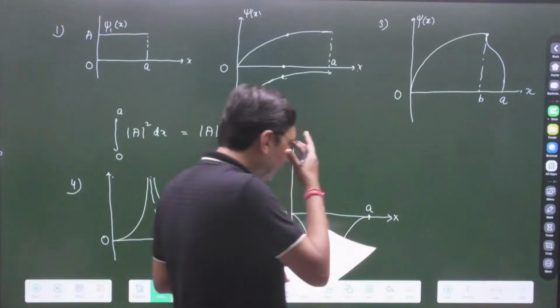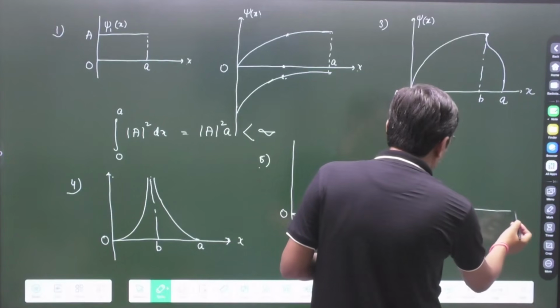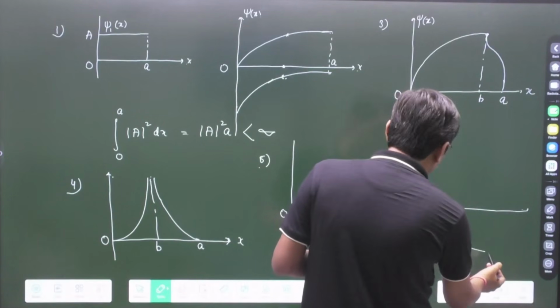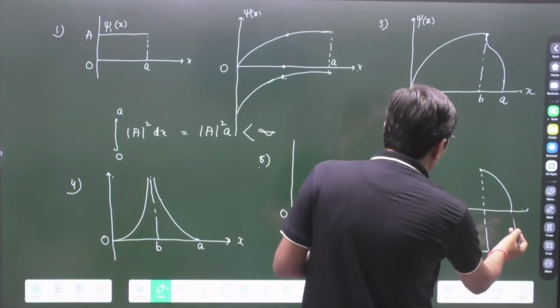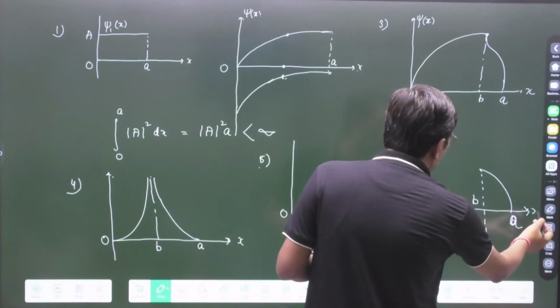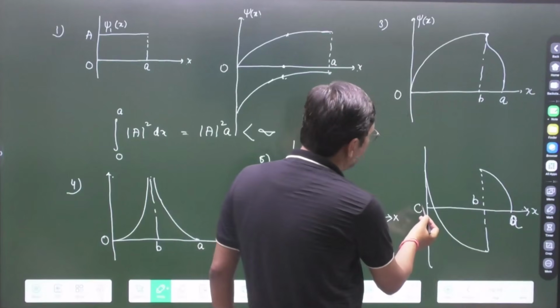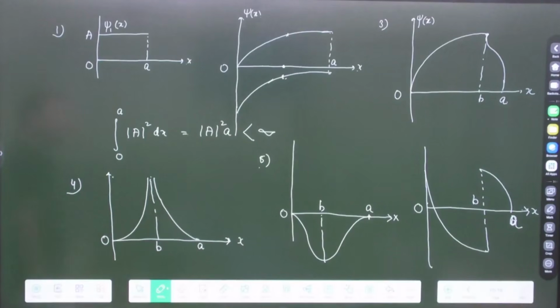Sixth one. This is discontinuous. This is discontinuous beta. So this is not continuous. So this is not acceptable. So this first and fifth, they are acceptable. First and fifth are the acceptable wave function.